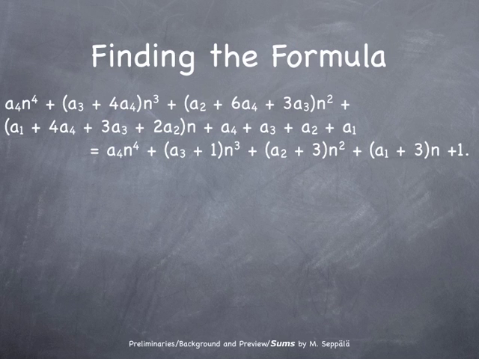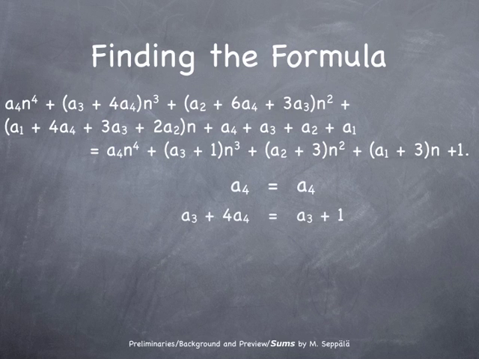Now we first look at the highest order term, that's the term n to the fourth. On the left it has coefficient a4, and on the right it has also coefficient a4. Therefore we get the equation a4 equals a4, which is rather useless because a4 is always a4. Now looking at the third order terms, on the left we have a3 plus 4 times a4, and that sum multiplied by n cubed, and on the right hand side we have a3 plus 1 multiplied by n cubed. Therefore a3 plus 4 times a4 must be a3 plus 1.